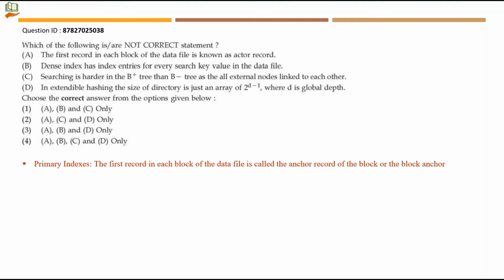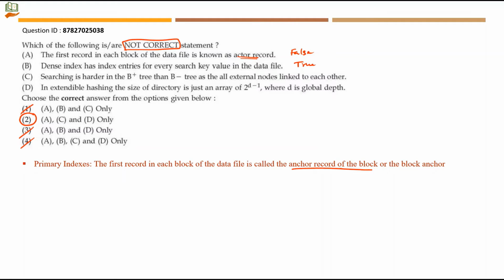So we have something called primary index. The first record in each block of data file is called the anchor record of the block or the block anchor and not actor record. So A is false. Next, dense index has index entries for every search key value in the data file. This is true. So whichever options include B has to be ruled out now. Option number 2 will be the right answer.